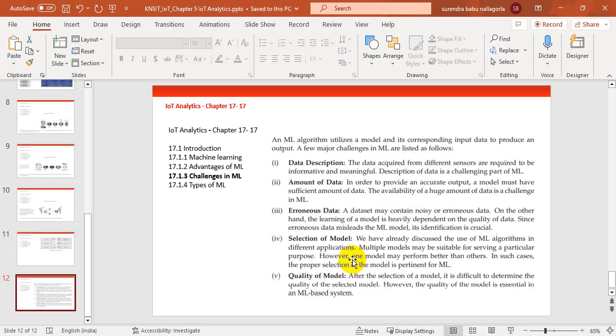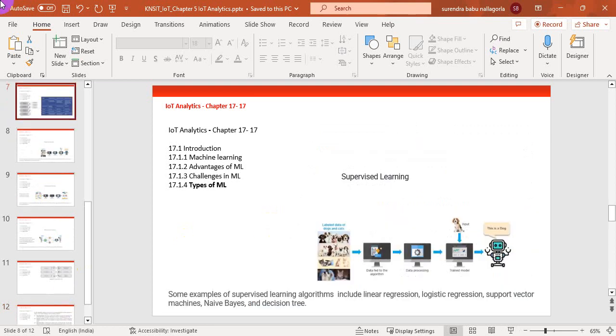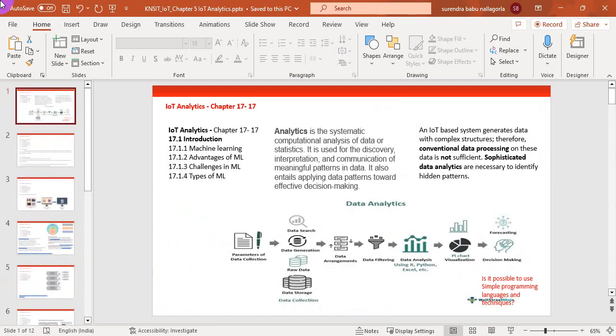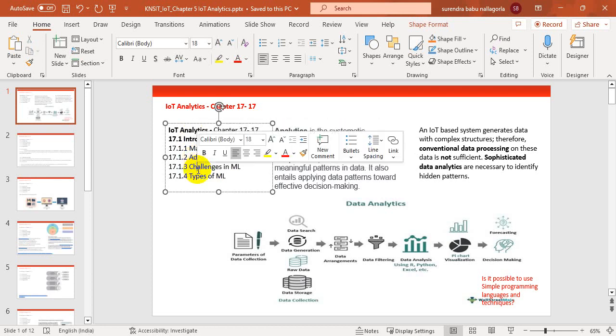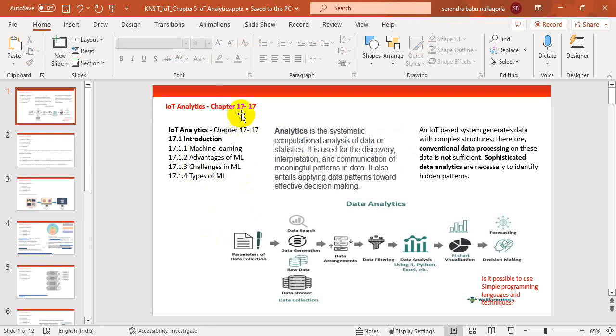Hope you understand all these things. So with this I gave some update on what data analytics is, what data processing is, what machine learning is, the difference between deep learning, machine learning and artificial intelligence, the types of machine learning, and the advantages and challenges of machine learning. My suggestion is to go through this 17th chapter, first 17.1.